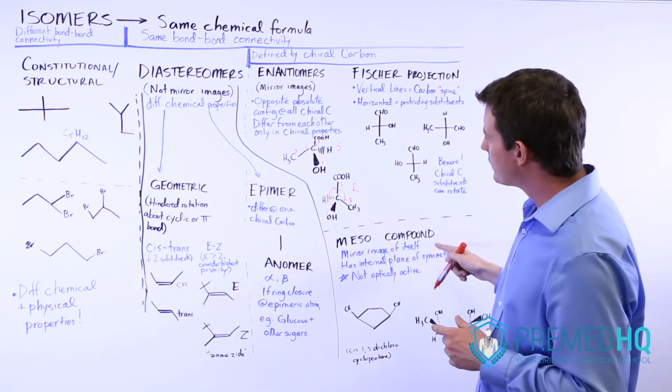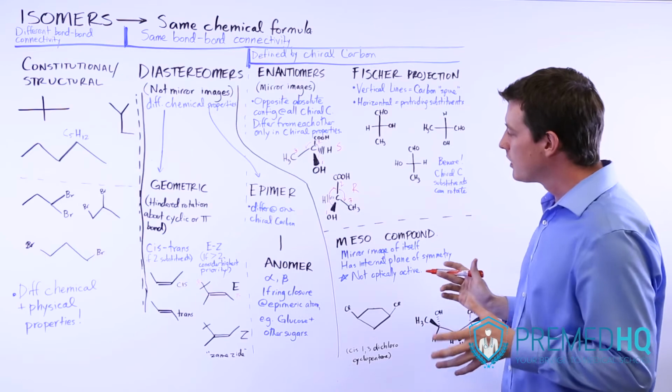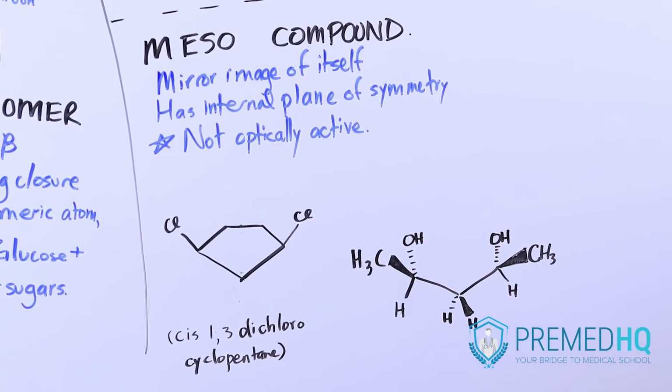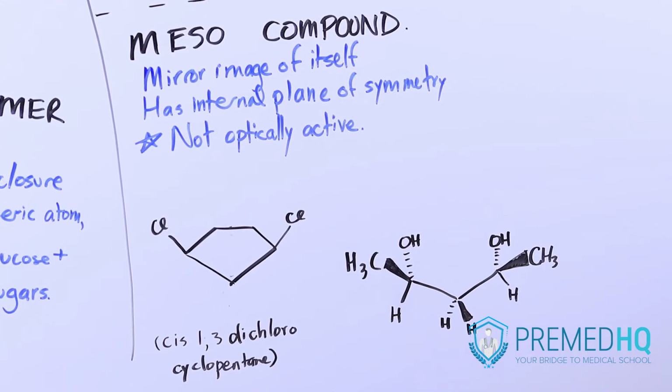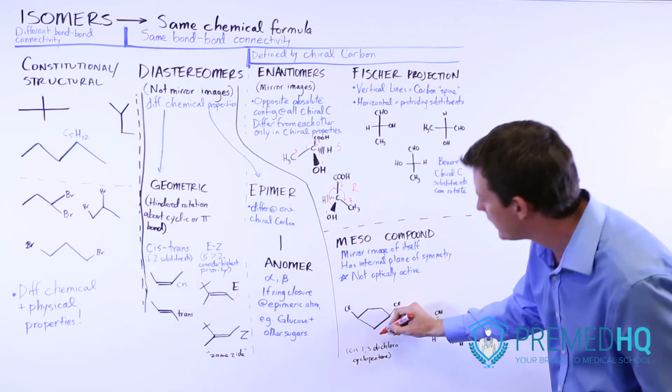We'll move down to meso compounds before we get to Fischer projections. And a meso compound is a very interesting thing because it is its own enantiomer. It's a compound that is a mirror image of itself. And the reason we can say that is because there's an internal plane of symmetry.